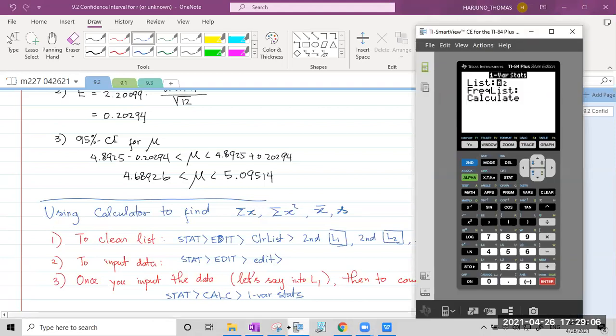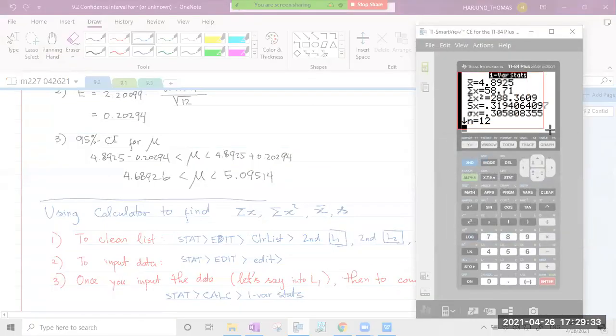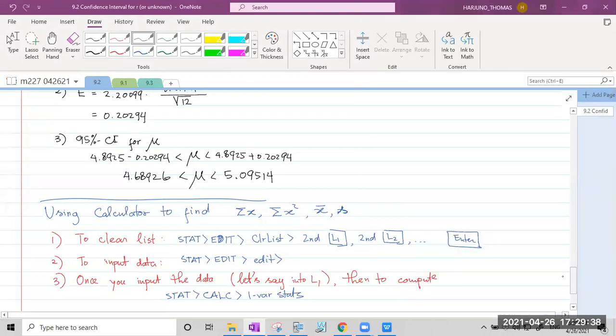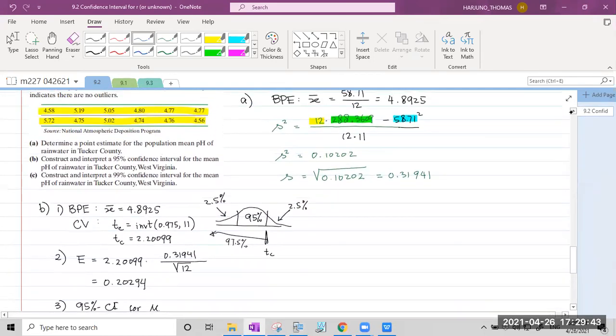Now then, which list are you working on? List 1, right? List 1, that's second L1. The frequency list, you can leave it empty, or if it is not empty, use 1. But not 0, okay? I'll just enter it and then calculate, and it will give me the summary right away. Let me screenshot that. Let me put it here for comparison.